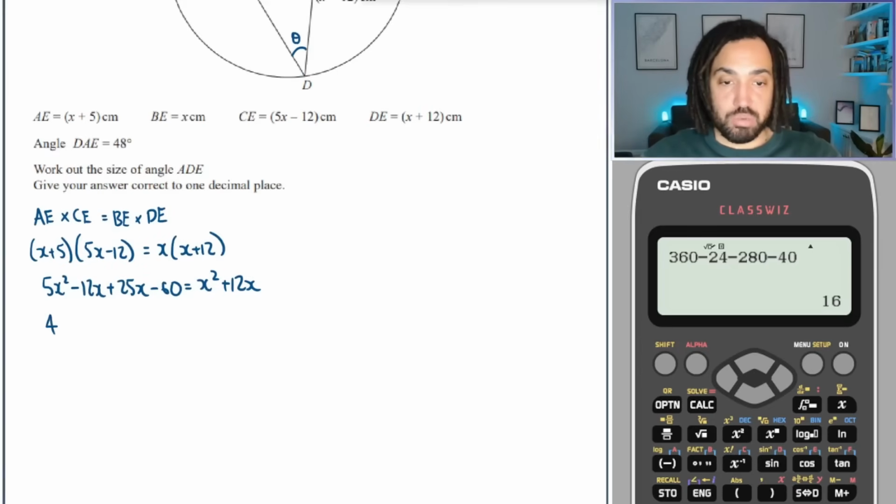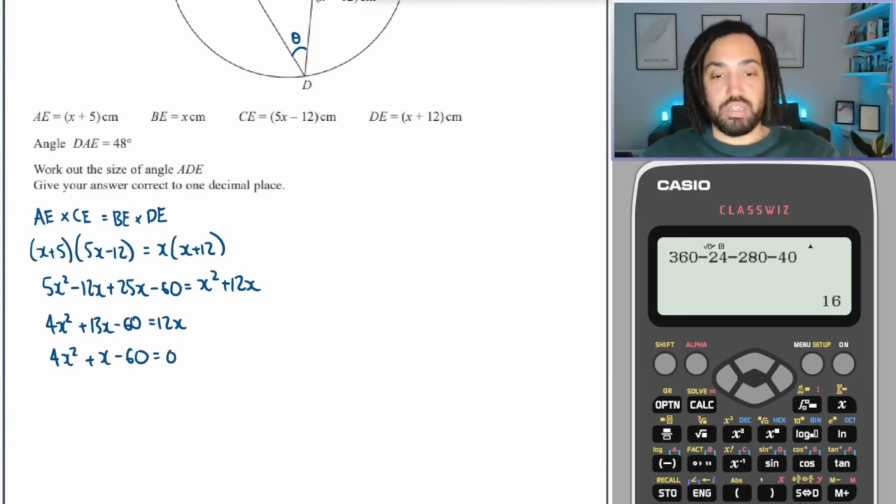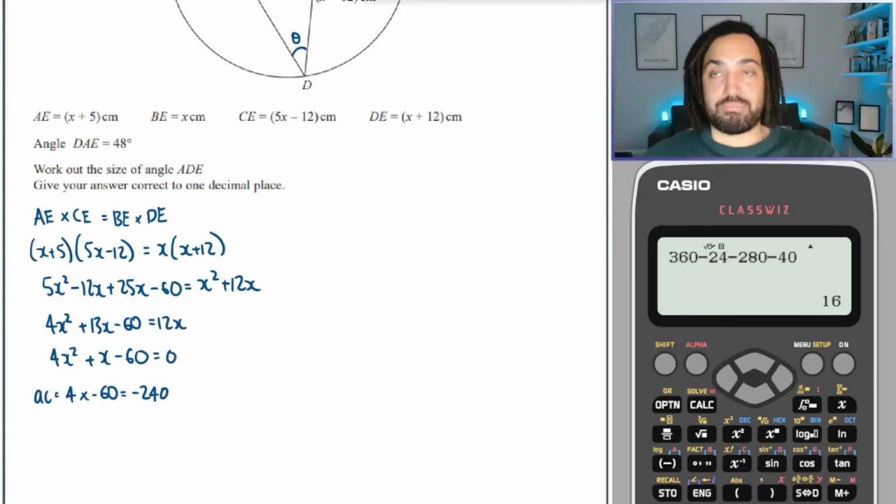We'll minus x squared from both sides. We will collect up these x's, so I get plus 13x on this side, and I'll just keep the 12x over there for now. Move it back over, so that gives me plus 1x and minus 60. Okay, so let's do AC method. So 4 times by minus 60 is equal to minus 240. And the B value is equal to 1.